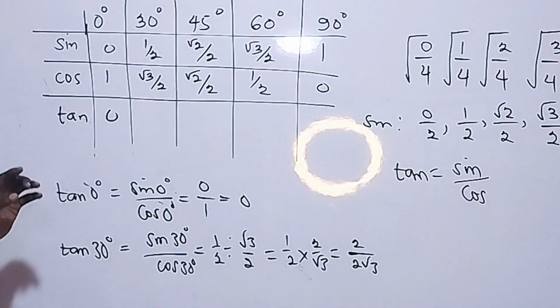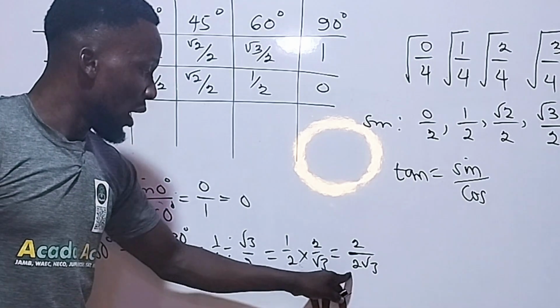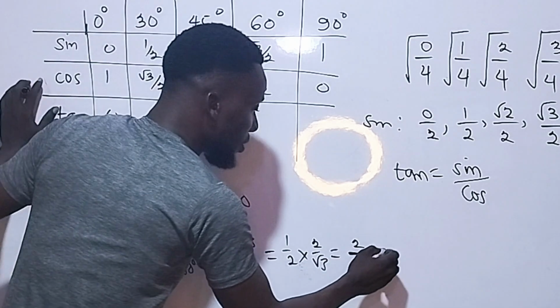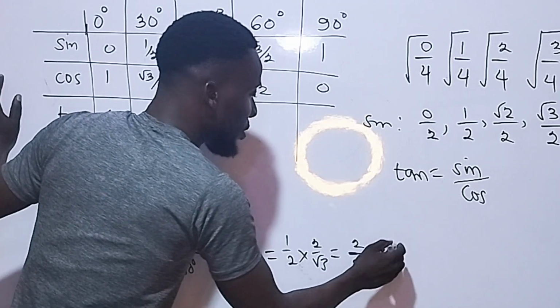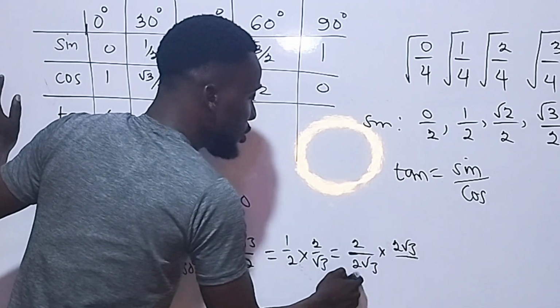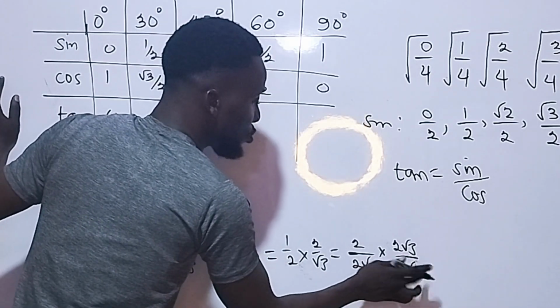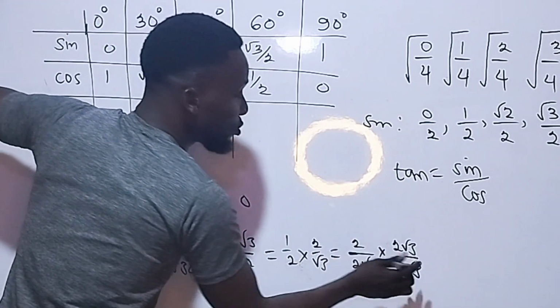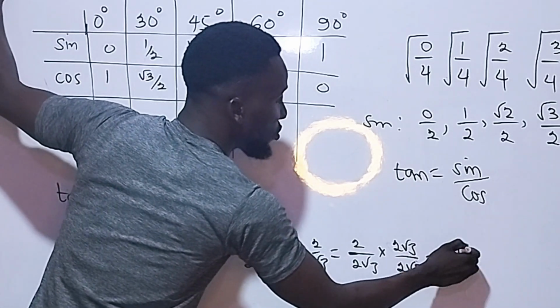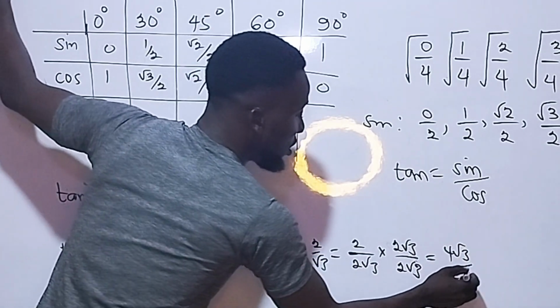But in mathematics, it is not normal that we leave the denominator as this. So what do we do? We multiply the numerator and the denominator by this guy here. Are you with me? So this is 2 root 3. What we are simply doing is that we are rationalizing. So we have 2 times 2, that will be 4 root 3. And then we have 2 times 2, 4. Root 3 times root 3 is 3.